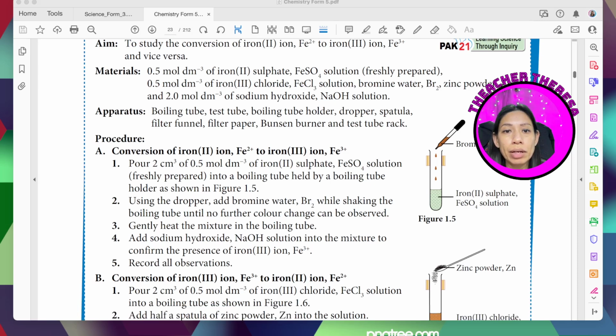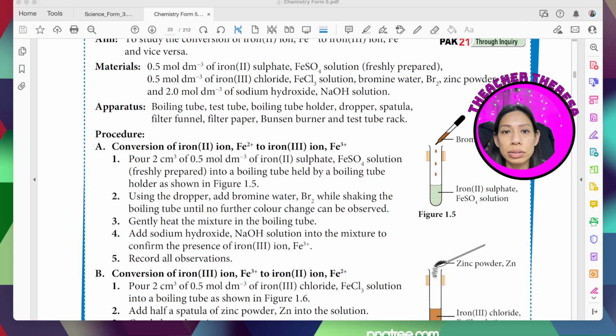Now, further to actually test, or do a confirmatory test to test whether the change is actually iron 3, we use sodium hydroxide. So with sodium hydroxide, if you get brown, what you get is iron 3. The brown precipitate indicates the presence of iron 3. So that's what you learned in Form 4 chapter 6 about salt.